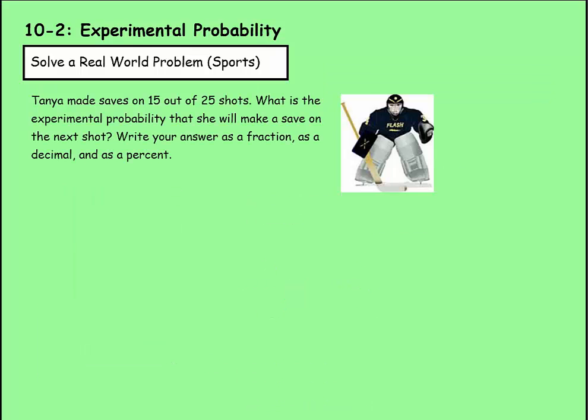Let's try this with a sports problem. It says Tanya made saves on 15 out of 25 shots. What is the experimental probability that she will make a save on the next shot? Write your answer as a fraction, as a decimal, and as a percent.